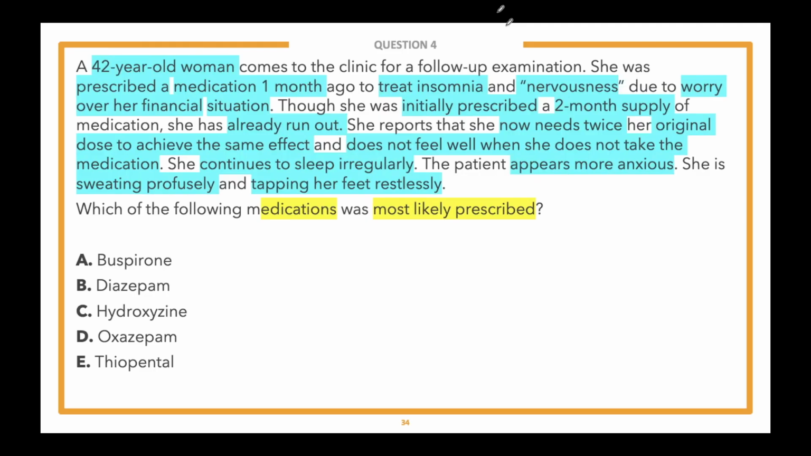And once again, I'm going to start at the bottom and work our way up to the top. Answer choice E, thiopental. D, oxazepam. C, hydroxyzine. B, diazepam. And A, buspirone.